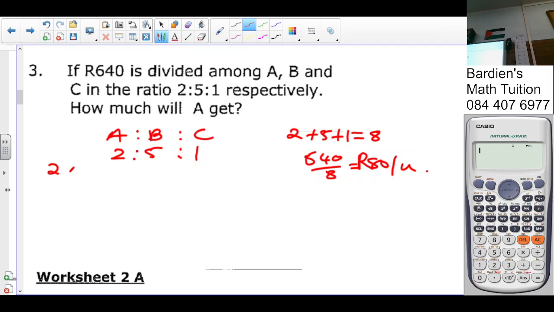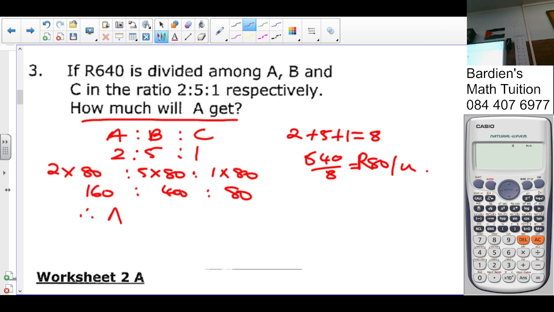So A would get 2 times 80, B would get 5 times 80, C gets 1 times 80. So it's 160, 400, 80. So therefore, how much does A get? A will get 160. Okay. Let's look at the next one.